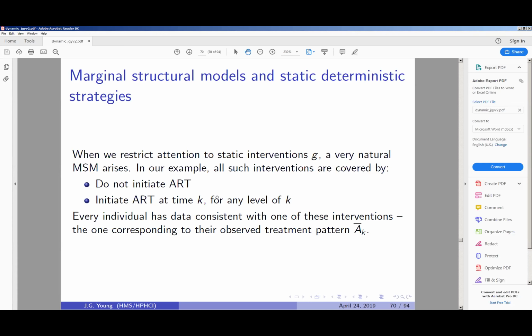So every individual, this is an example, we just talked about the need for a marginal structural model for using more of the data. This is an example where every individual in the data is going to have data consistent with one of these interventions. So if we impose a model over all of these static interventions, we're actually guaranteed that everybody is going to be able to contribute. They're going to be following the strategy corresponding to their observed treatment pattern.